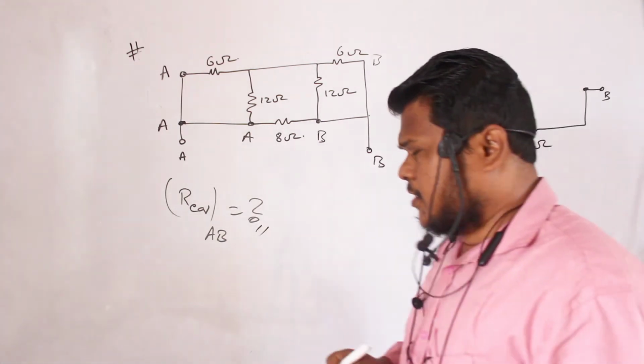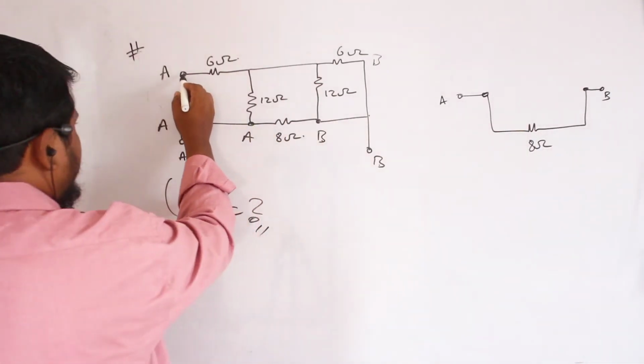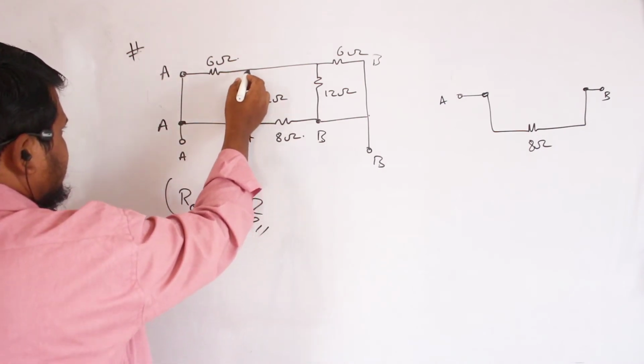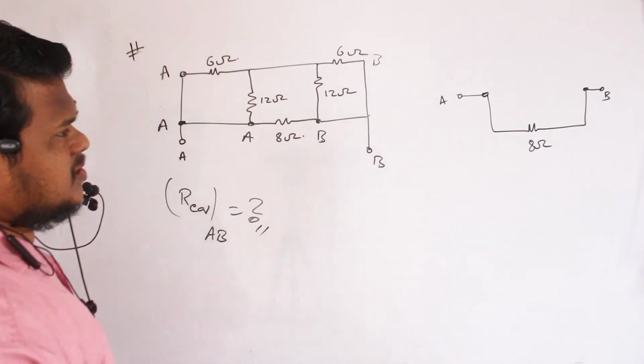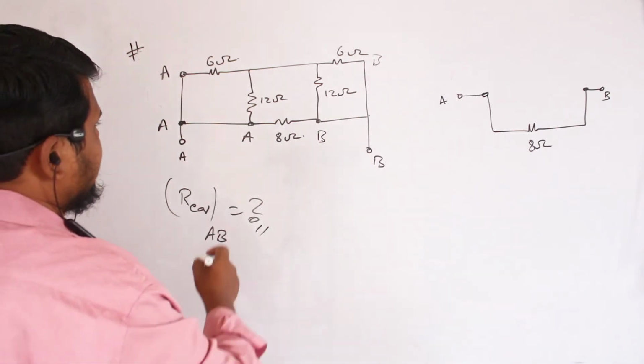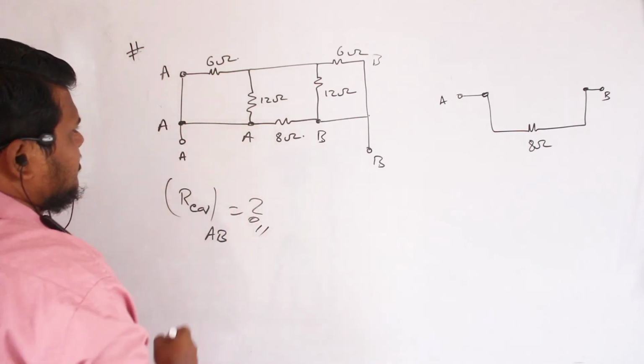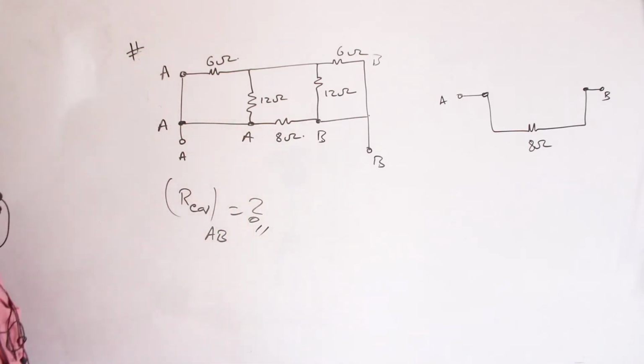Okay. Next from terminal A there is one resistor of 6 ohms and from the same terminal there is one more resistor which is called as 12 ohms. Clear? It means this is 6 ohms and 12 ohms, they are in series connection or are they in parallel connection? Okay.